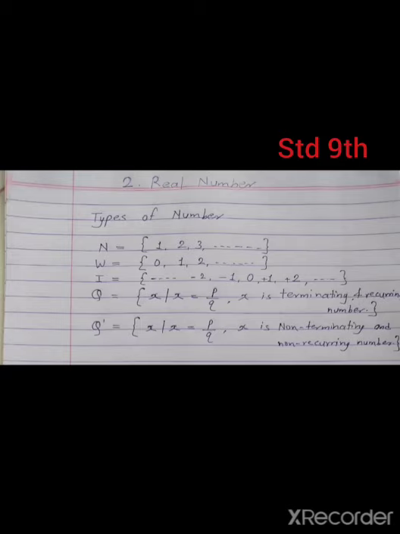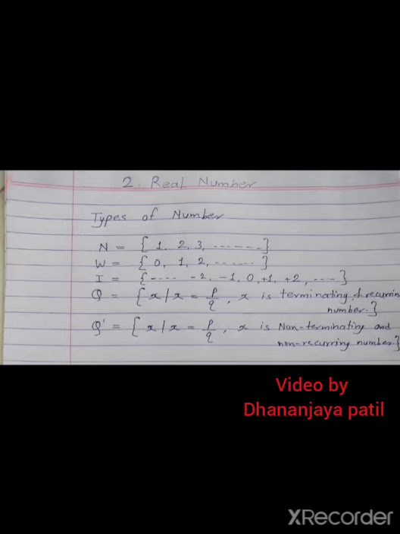Dear students, today we are starting chapter number 2, Real Numbers, from Mathematics Part 1, standard 9. You already know types of numbers. You already studied them in your previous standard or in our first chapter also.